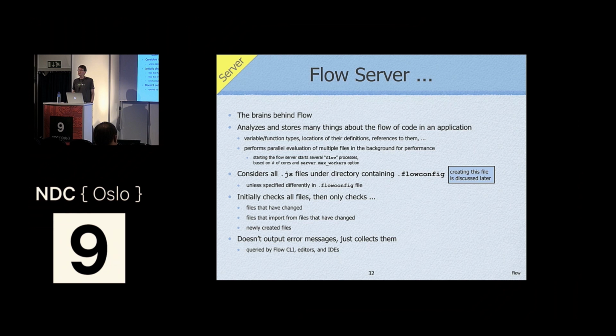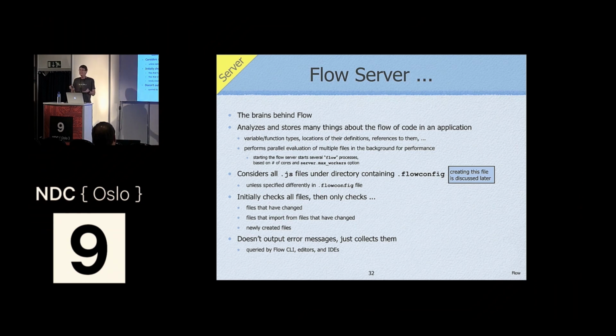And so when you run the Flow server, it starts up a bunch of processes so that it can evaluate your code in parallel, and that's just for performance. On my machine, I noticed that it's starting up 10 Flow processes, but that really depends on how many cores you have in your machine, and you can control that. There's a configuration option that can change that if you need to, but the default has been working great for me.